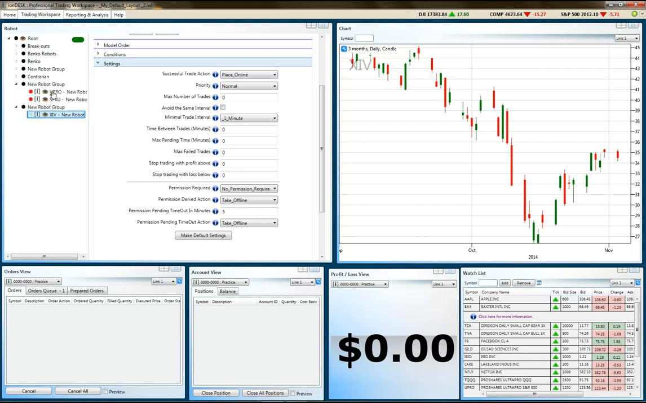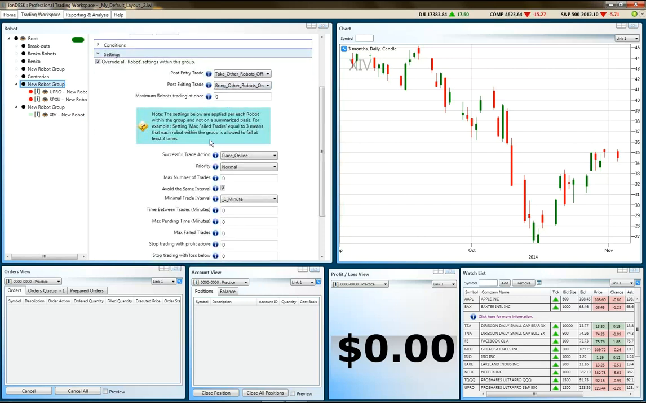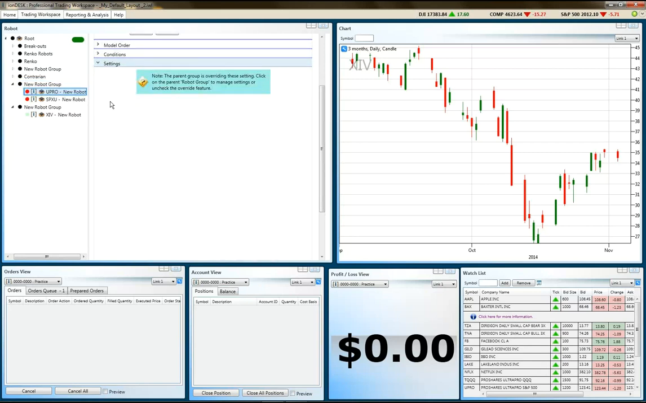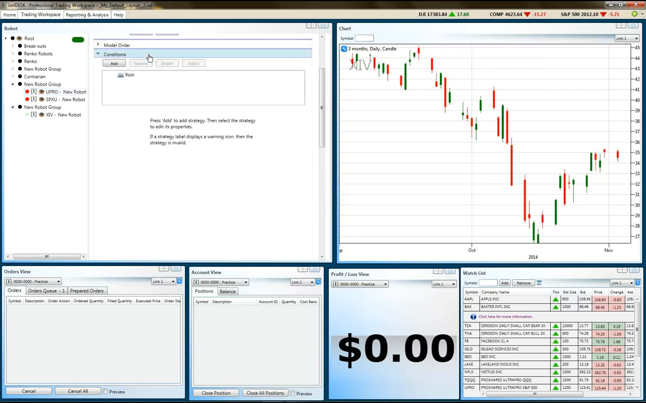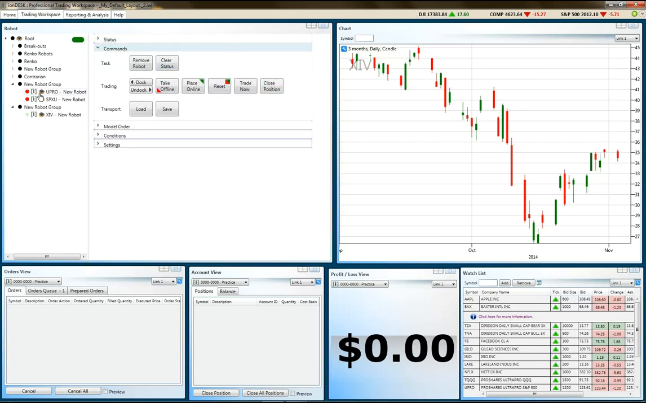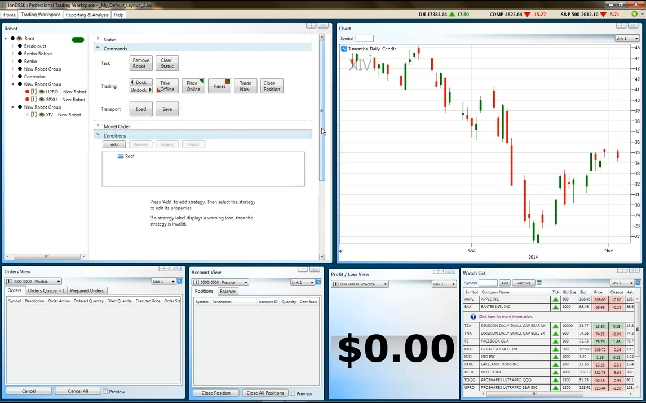All right, so I've actually got that set here on mine: post-trade, I want you to take other robots offline. Post-exiting a trade, I want you to bring them all back online. What that means is that if this one becomes true and it places an order, then one or more robots will go offline. And when that trade is complete, it'll come back online, and then all of my robots will begin again to look for the next opportunity.